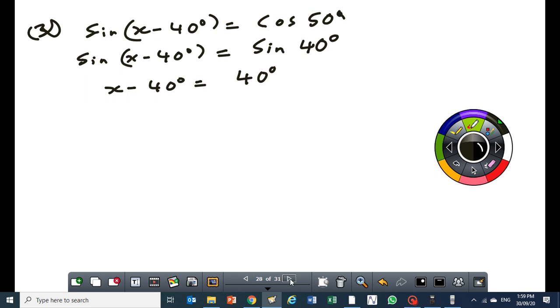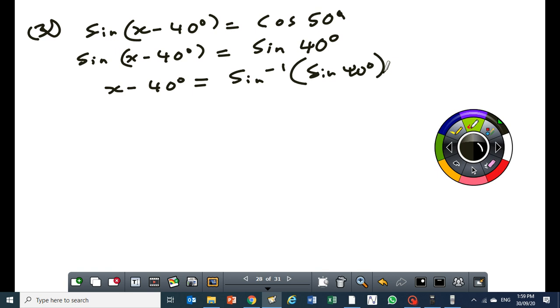Where did the sine go? Oh, you divide. Listen. If I take this sine here to the right, you end up having, I thought you understood what I was doing with the calculator. This becomes shift sine of sine 40 degrees. Pay attention. And this is equal to 40 degrees.